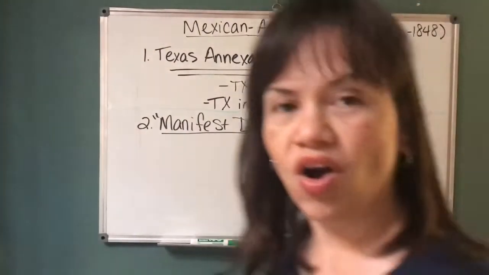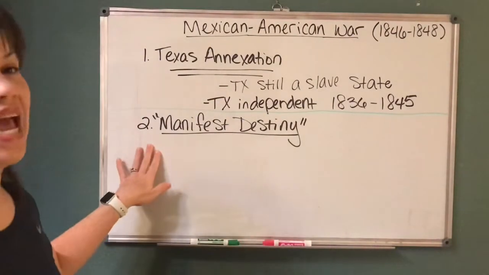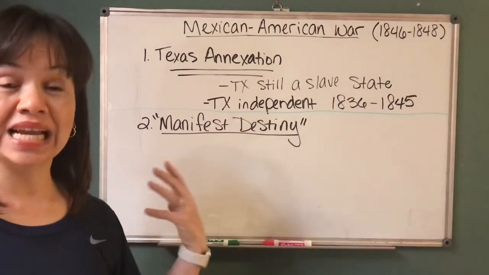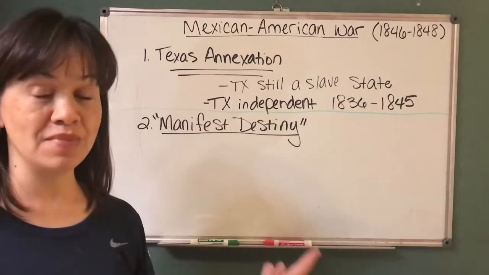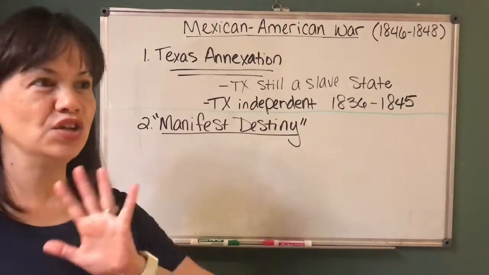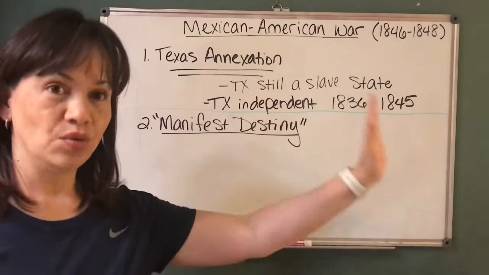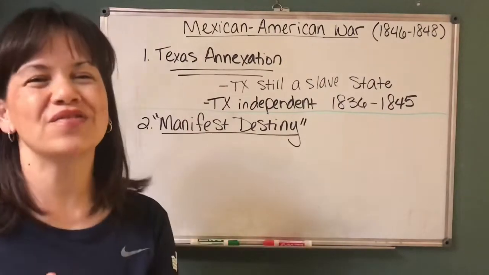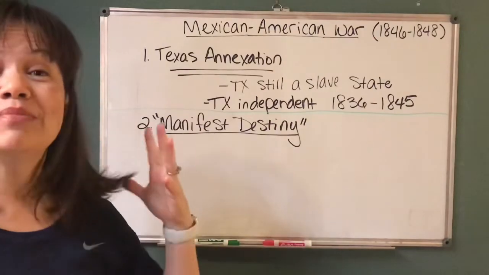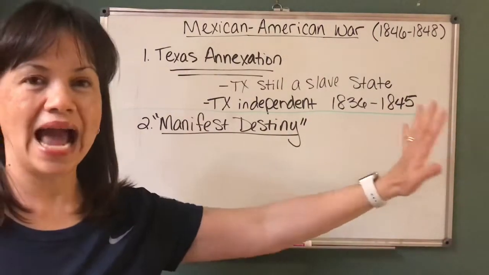The second cause of the Mexican-American War was manifest destiny. This was an idea that came up in about 1845, held by most Americans at the time, who really believed that America was destined to expand its land all the way from the Atlantic Ocean in the east to the Pacific Ocean in the west. They really believed that it was their destiny to get all of the land out west.